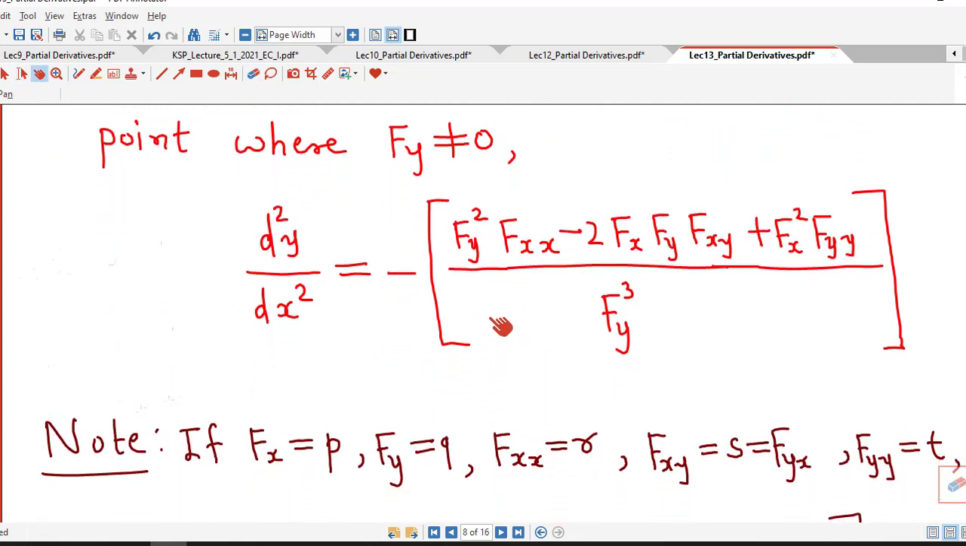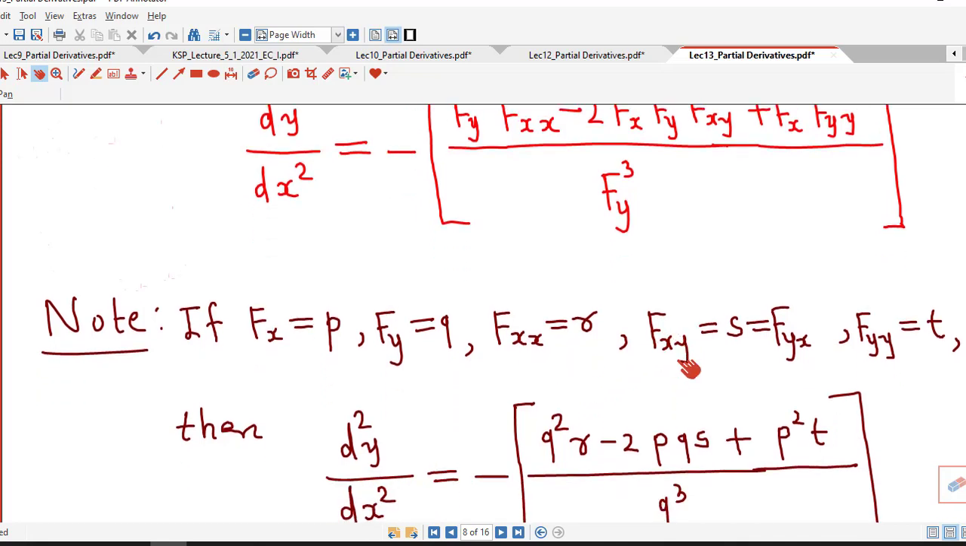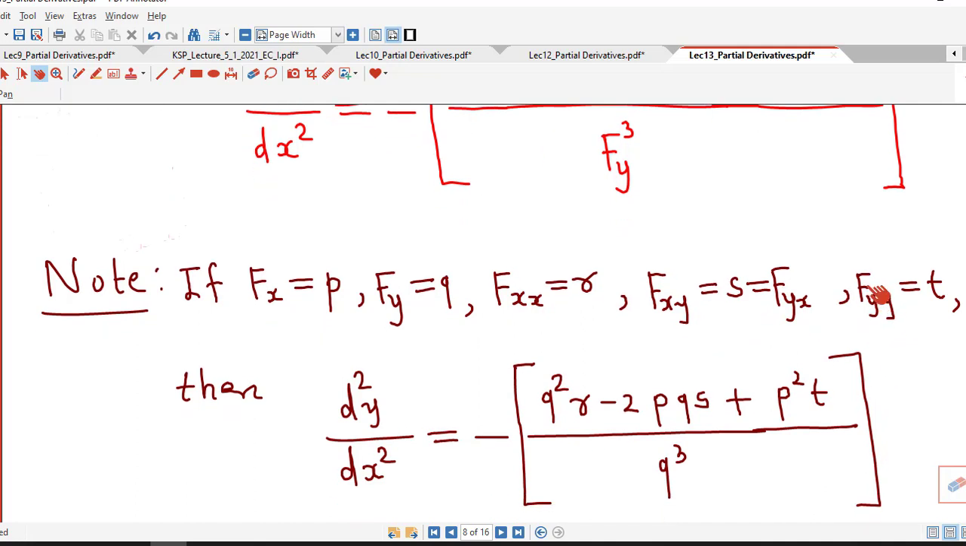Now if we consider other notations for these second order partial derivatives, suppose del f by del x is denoted by small p, del f by del y is denoted by small q, del square f by del x square is denoted by small r, del square f by del x del y is denoted by small s, and we assume that these mixed derivatives are equal. So s is the notation for del square f by del x del y or del square f by del y del x, and suppose del square f by del y square is denoted by t.